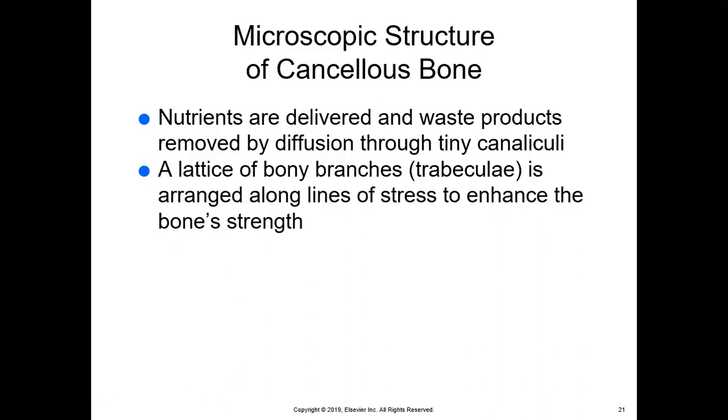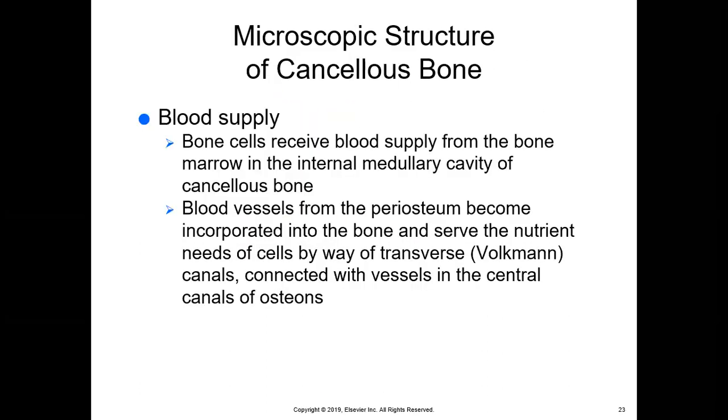And so nutrients are delivered and waste products are removed by diffusion through tiny canaliculi. And this is in spongy bone. A lattice of bony branches is arranged along lines of stress to enhance the bone strength. So that's where this picture, whoops.